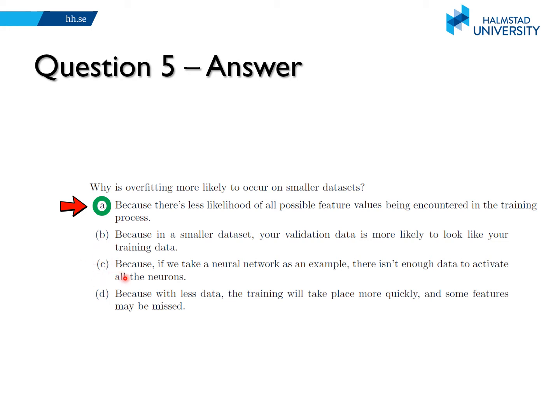Let's check this option, because if we take a neural network, for example, there isn't enough data to activate all neurons. That's wrong. That doesn't make sense. And this option, because with less data, the training will take place more quickly, and some features may be missed. That doesn't make sense either.